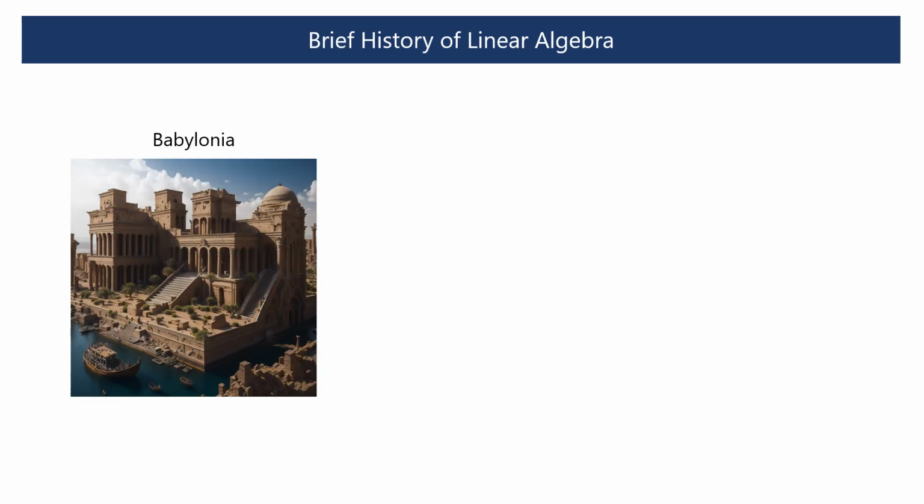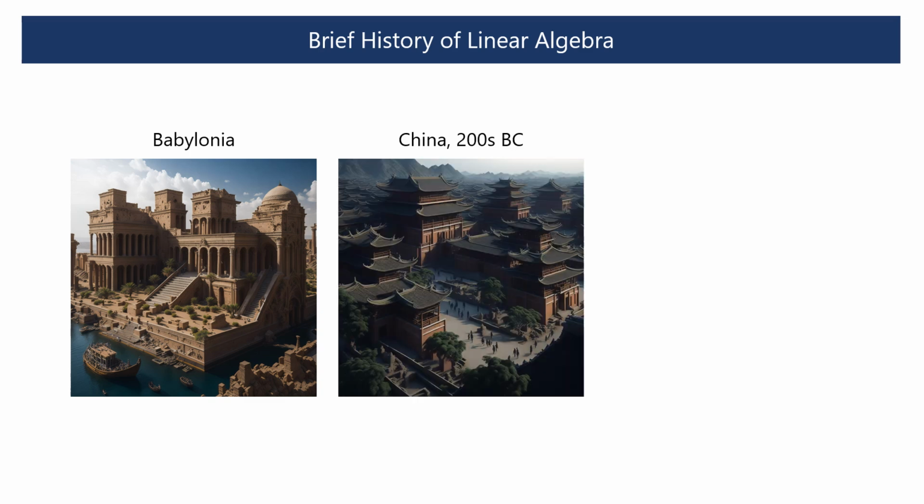The beginning of linear algebra dates back over 4,000 years to ancient Babylonia. They developed a method for solving the linear equations that underlie linear algebra. In the 200s before Christ, Chinese mathematicians invented the first version of Gaussian elimination. They used this method to solve systems of linear equations and significantly advanced their studies. Gaussian elimination is still one of the main methods used in linear algebra today.